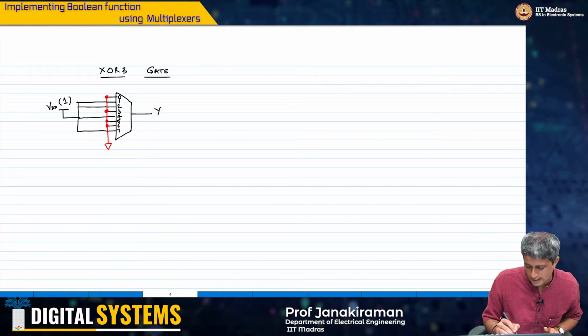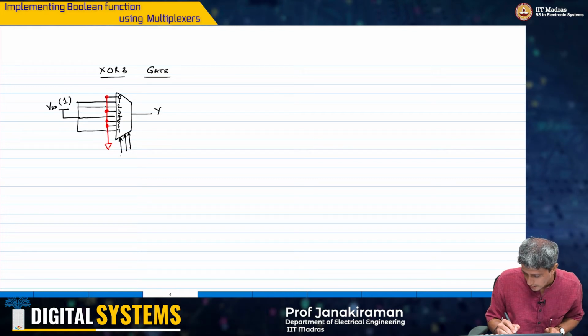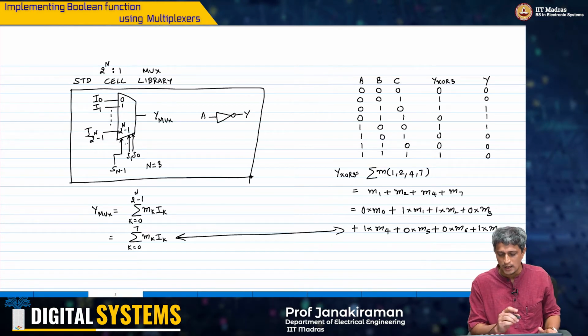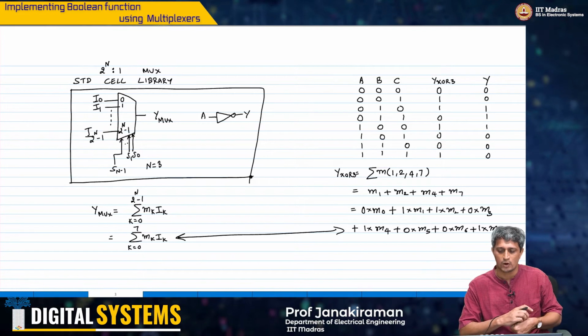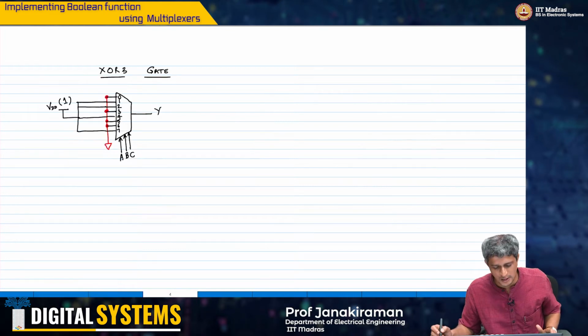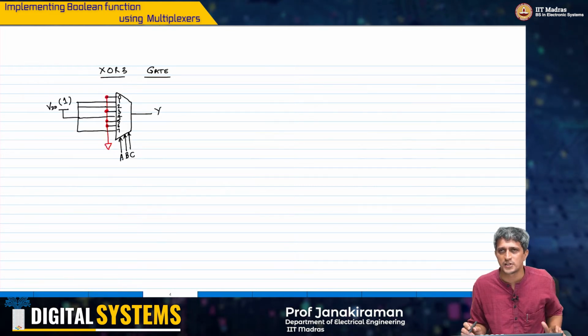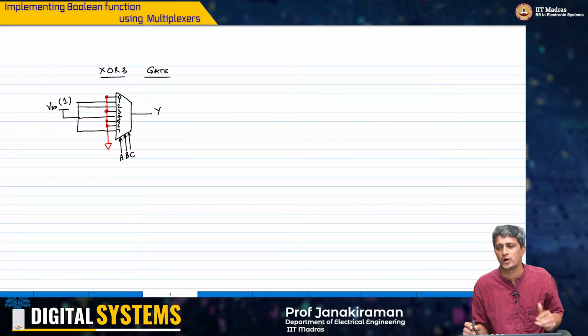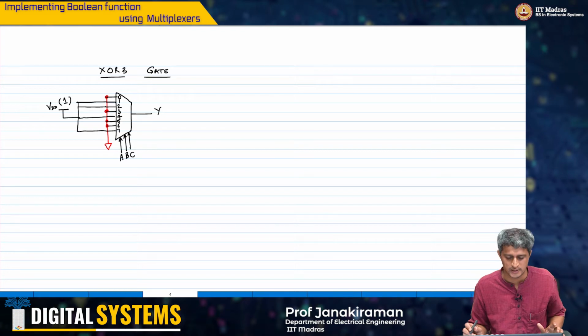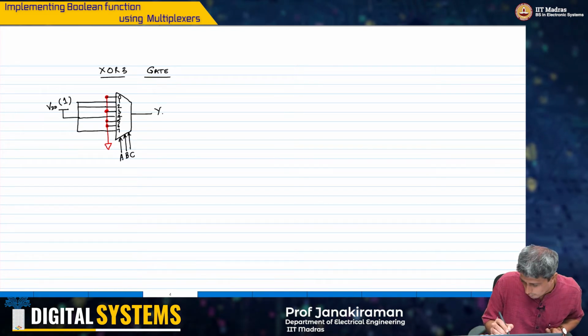Now for S2, S1, S0, I just have to map the inputs A, B, C. We just have to take care to ensure that the MSB, LSB is taken care of when mapping this input space ABC to the select lines of the multiplexer, right? So therefore, this is also a very straightforward implementation as far as using a multiplexer to implement a logic circuit is concerned, right? Now of course this is only to get y XOR 3, okay?